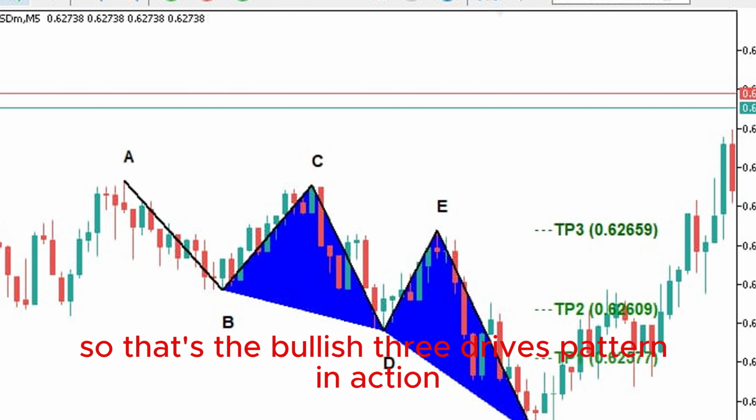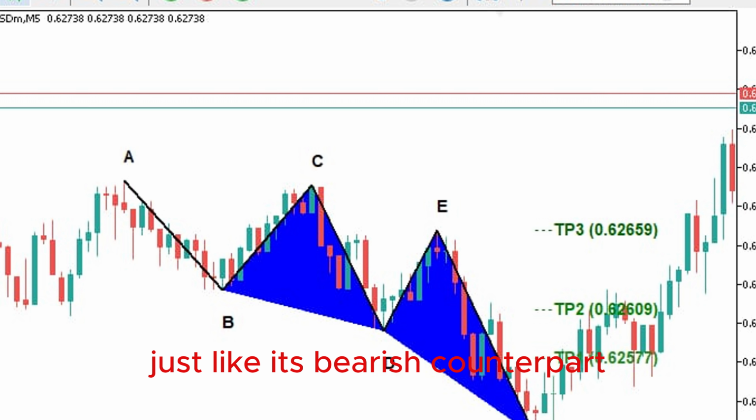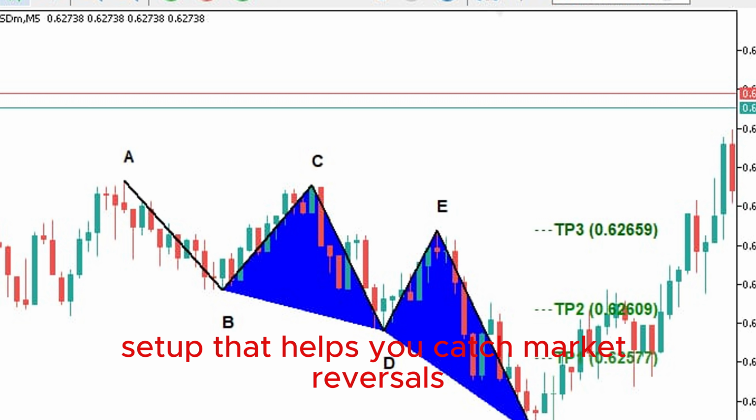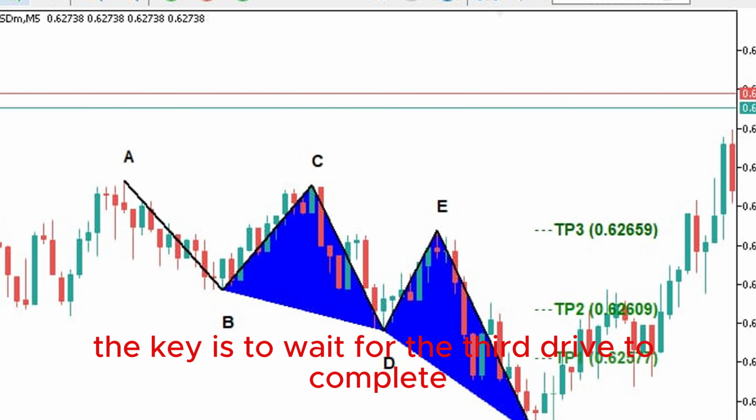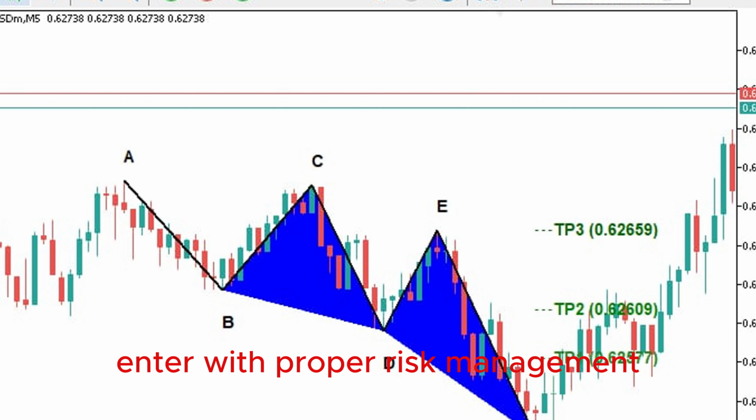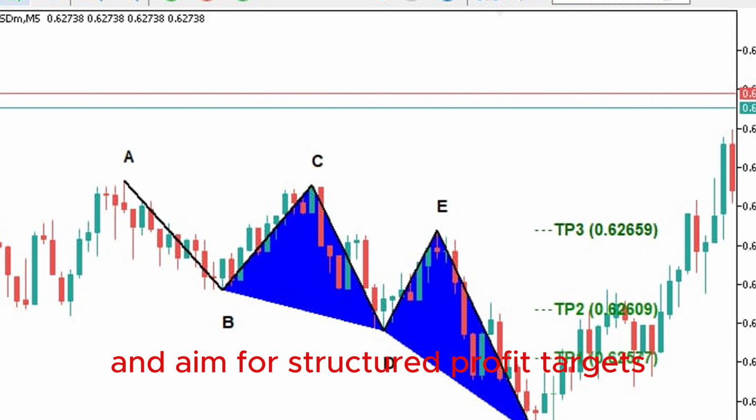So, that's the bullish 3 drives pattern in action. Just like its bearish counterpart, it's a high-probability setup that helps you catch market reversals before the crowd. The key is to wait for the third drive to complete, enter with proper risk management, and aim for structured profit targets.